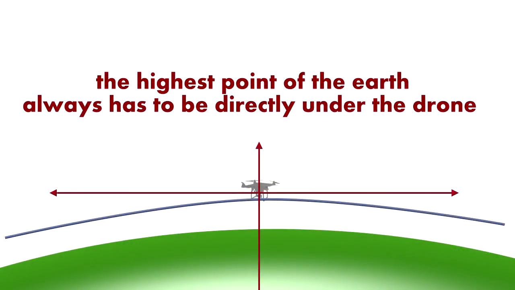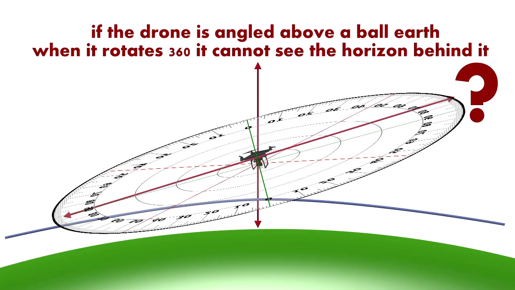So the issue with the drone is that if the Earth's curved, the highest point of the Earth always has to be directly under the drone. So it doesn't matter how big or small you make the drone, it can never see the horizon if it's level with the ground in front of it. It would be impossible. How could the drone see the horizon 360 degrees all around it? And that's the key. 360 degrees around you.